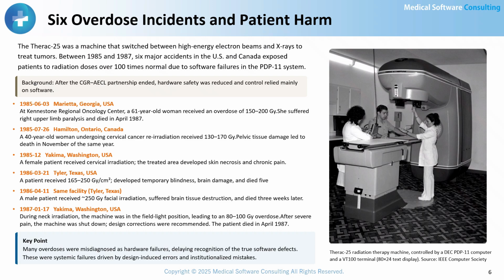January 17, 1987, Yakima, Washington. During neck treatment, the unit was still in the field light position when the operator pressed set at the instant a variable dropped to 0. Instead of harmless setup, an 80 to 100 gray beam was delivered. The patient cried out in pain and died 3 months later. After this accident, regulators in Canada and the U.S. recommended removing all Therac 25 units from service until redesigned.